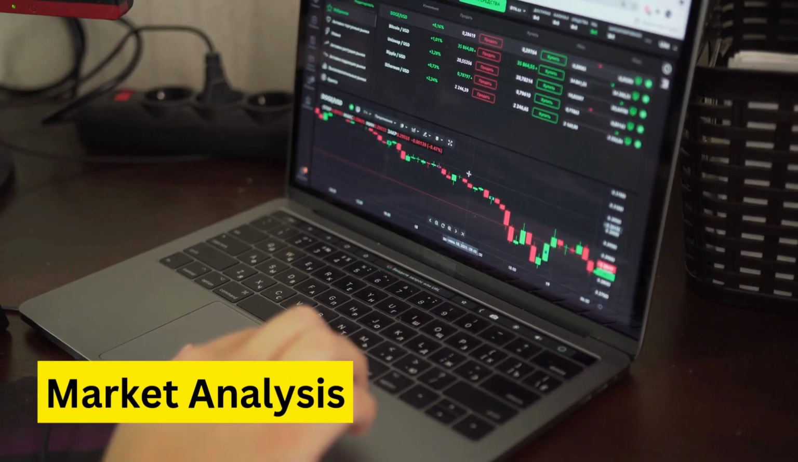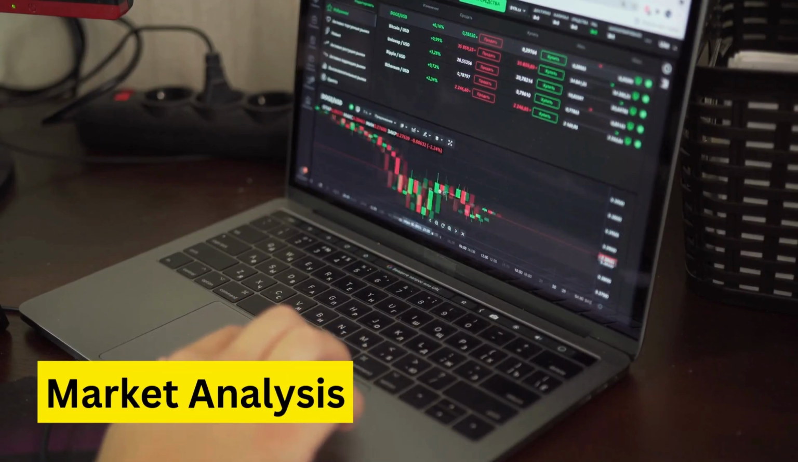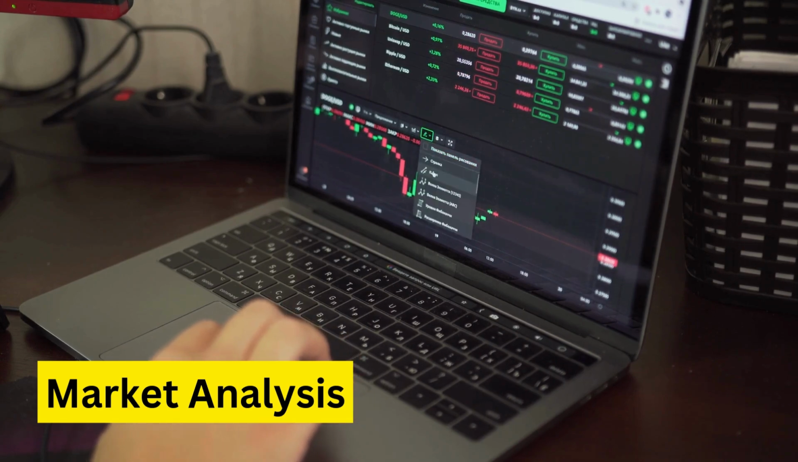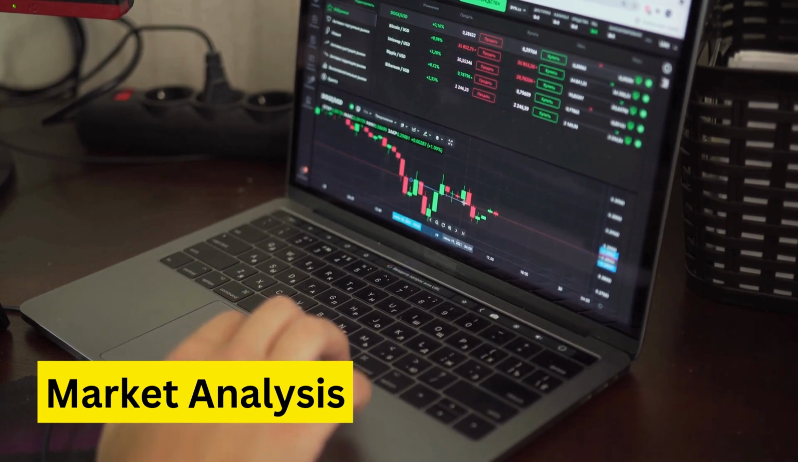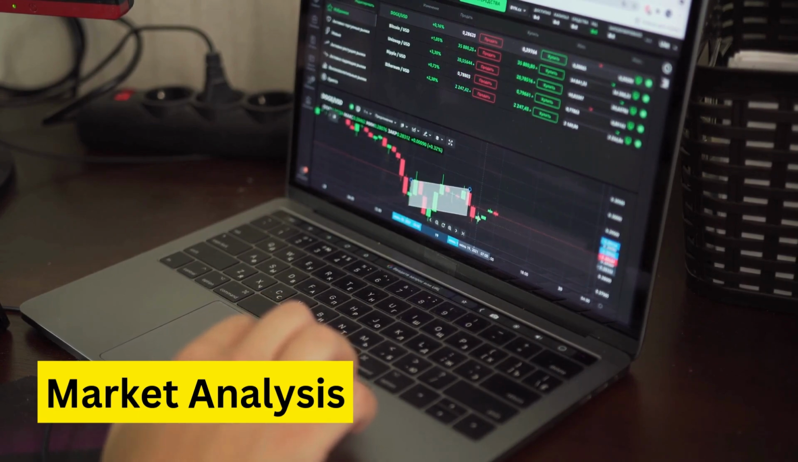Market analysis. The market analysis is a research-driven section of your business plan that demonstrates your understanding of the market you're entering. It's not just about guessing. It's about backing up your claims with data.